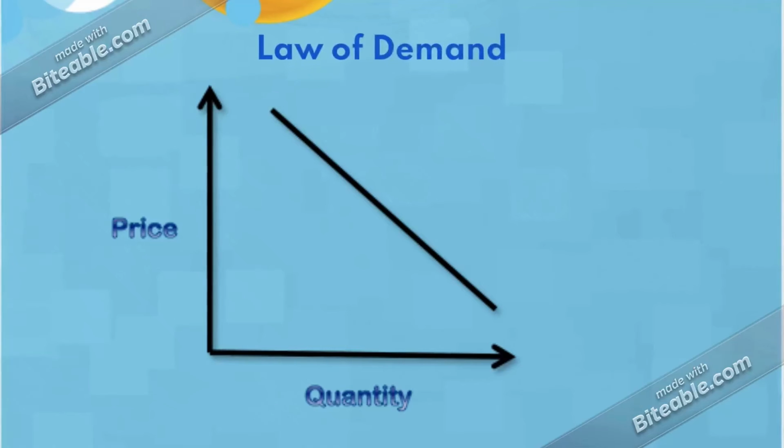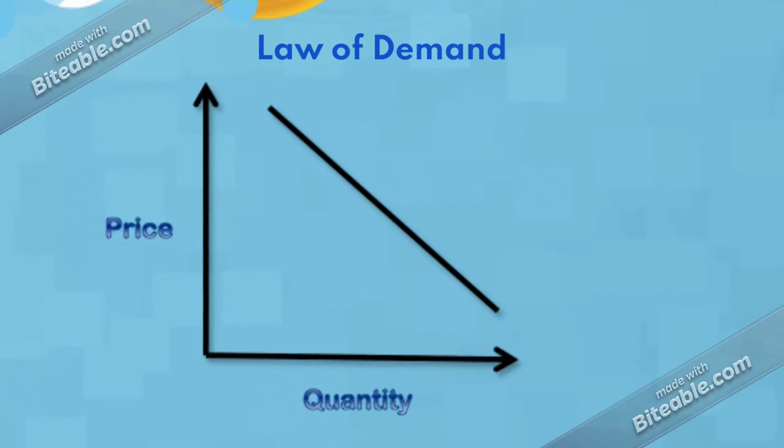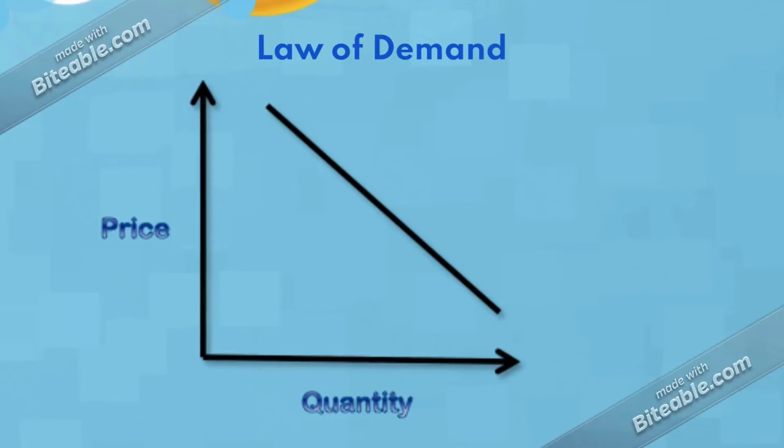So let's see how the law of demand is represented through a graph. Here price is taken on the y-axis and quantity is taken on the x-axis. When the price of the product is more or increasing, then the quantity of such product demanded is less. You can clearly see in the graph that price and demand are inversely proportional. When one is increasing, the other is decreasing. So it shows a downward slope.